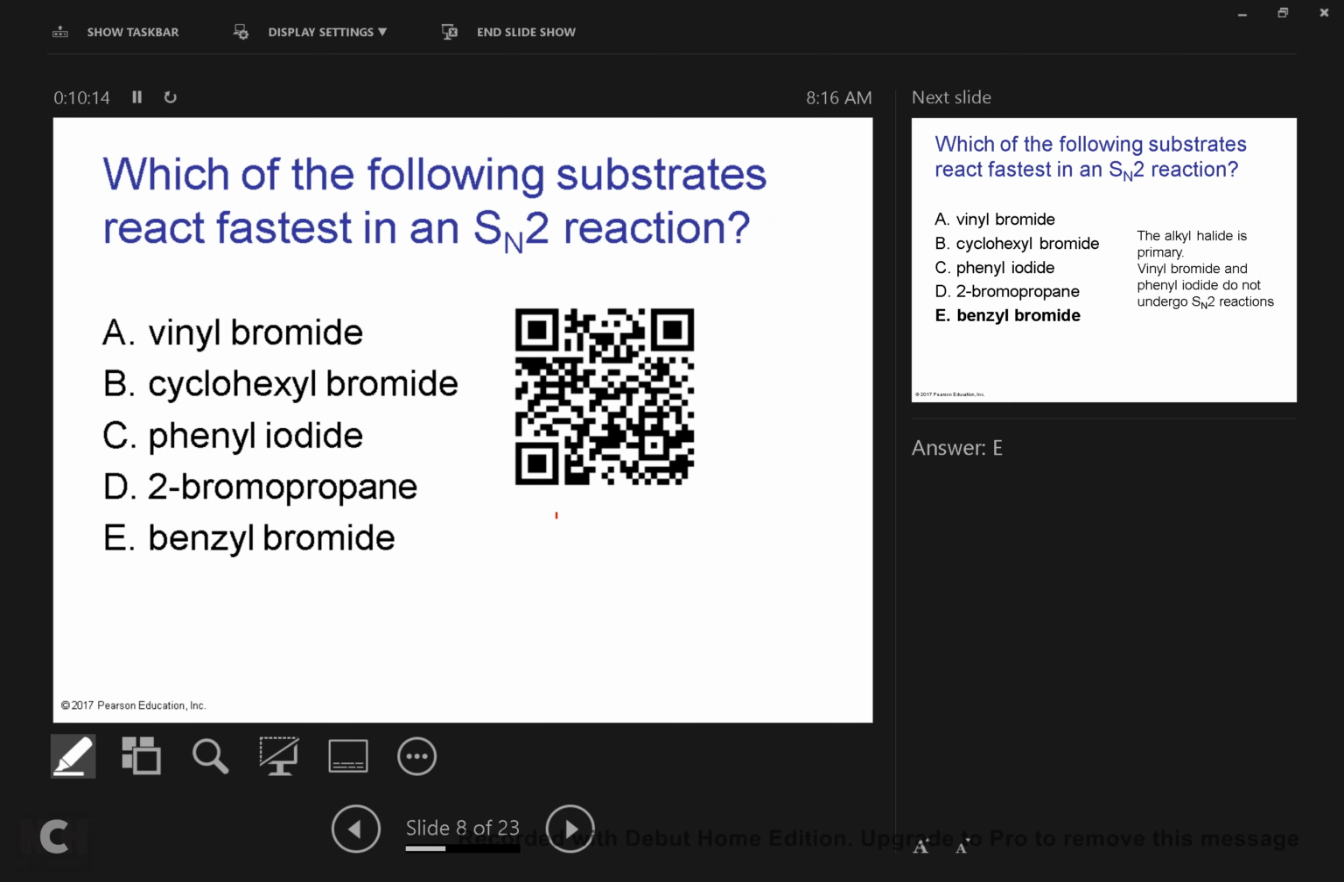That's my next question for today. For this one, you guys need to know the structure. So that's where nomenclature comes in.